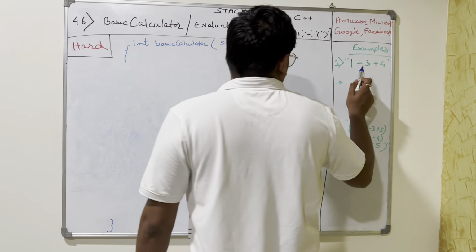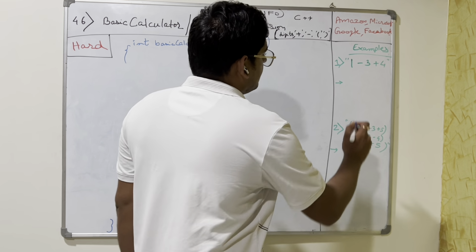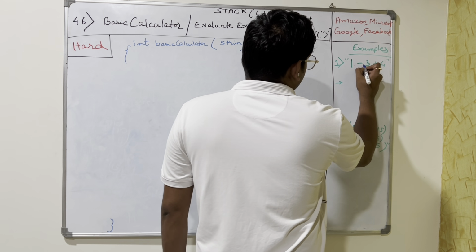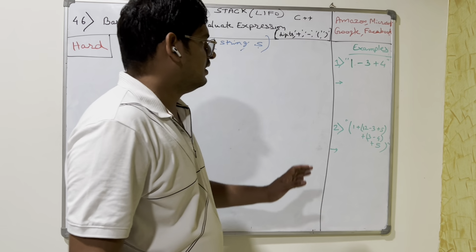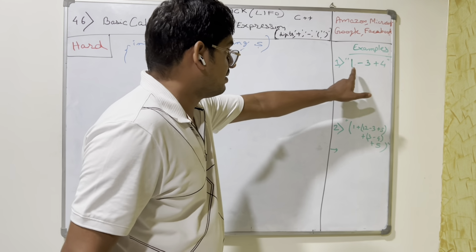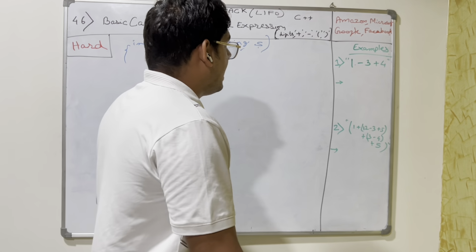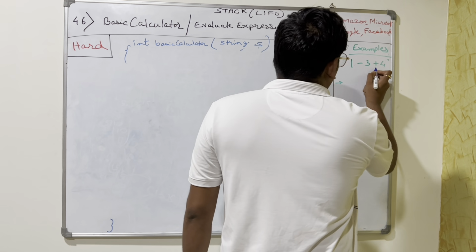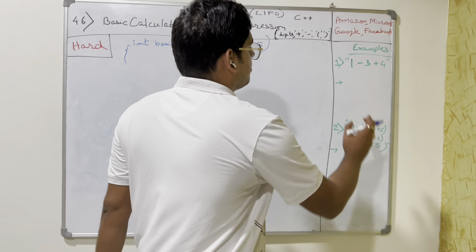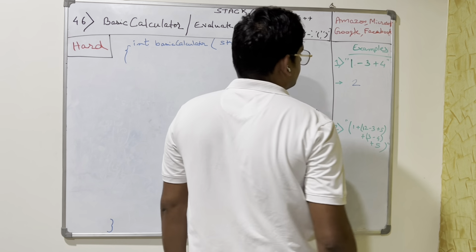So we can see this example, okay. So 1 and here suppose this is a space, so there could be spaces between the numbers. These are not the numbers now, these are the characters, right? And we need to evaluate this. So what is 1 minus 3 plus 4? We know it's 4 plus 1, 5 minus 3, 2, right?